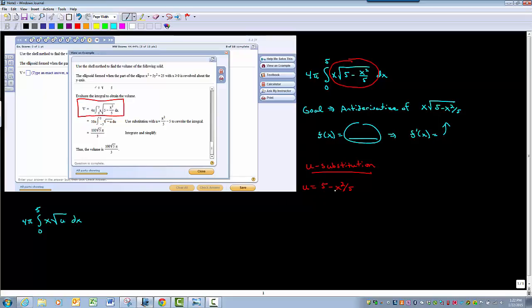Well, how am I going to replace this du? I know what du is. du over dx is equal to the derivative of this guy. Well, the derivative of 5 is 0. The derivative of this is negative 2x over 5, like that. Okay?